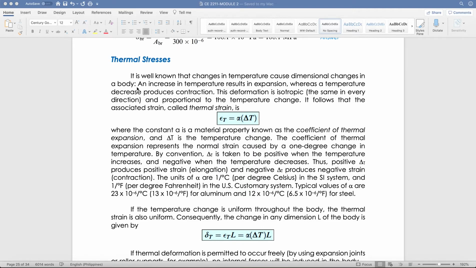But when the temperature drops, our material tends to compact or to compress. Lumiliit yung material natin. Okay? This deformation is isotropic, the same in every direction, and proportional to the temperature change. It follows that the associated strain is called thermal strain. So thermal strain is equivalent to alpha times delta T. Okay? Where delta T is the change in the temperature.